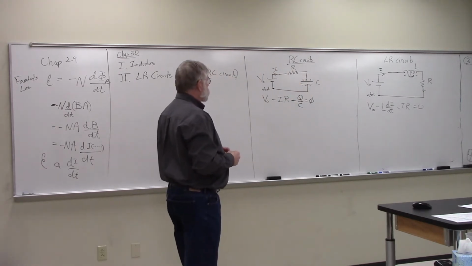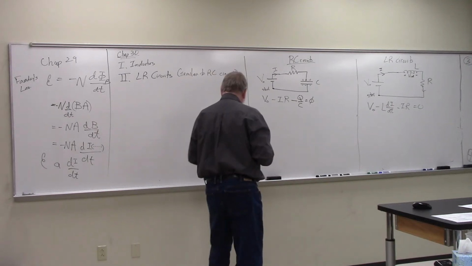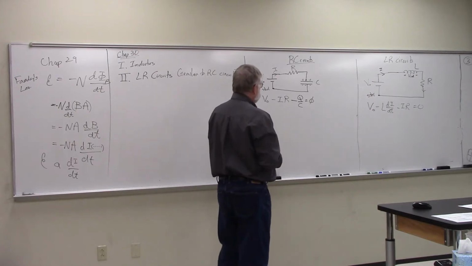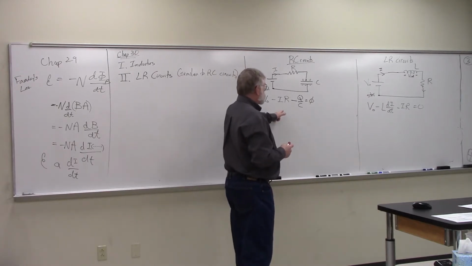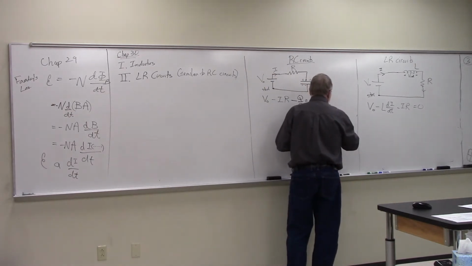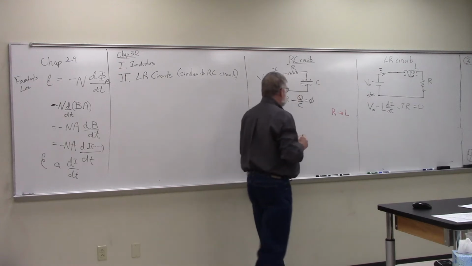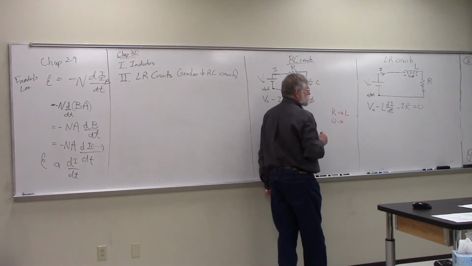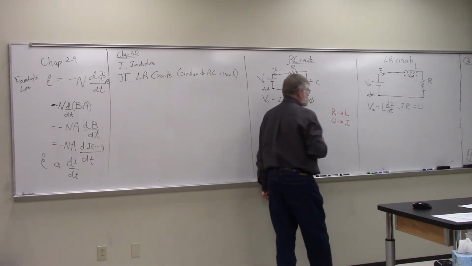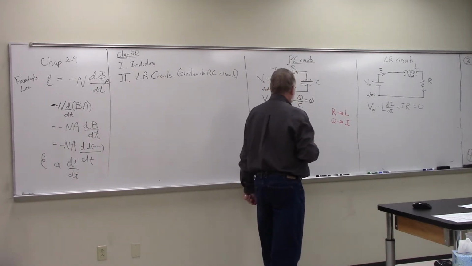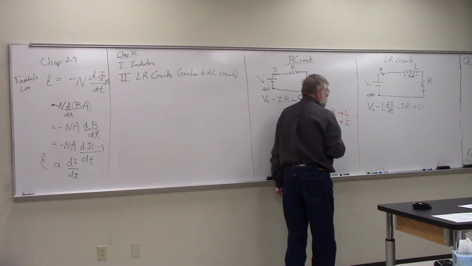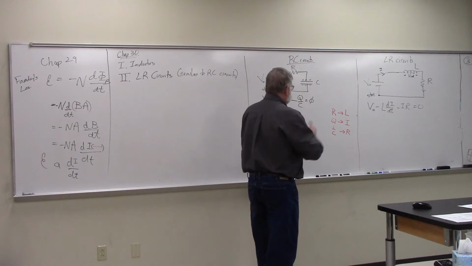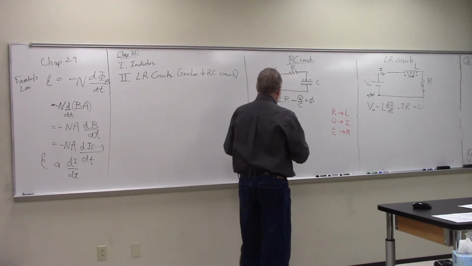Well, those two equations look totally different, but I can make them look the same. I'm going to take every R in this equation and change it to an L. I'm going to take every Q in this equation and change it to an I. I'm going to take every 1 over C, change it to an R. If I do that, let's rewrite this equation with those red quantities.